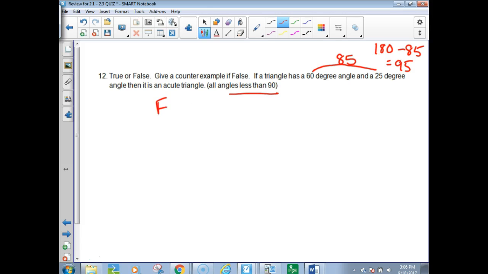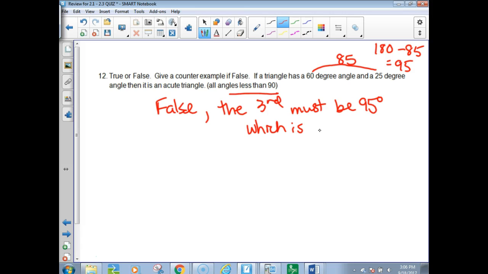So the counterexample is this. Well, first of all, this is false, because the third angle must be 95, which is obtuse, not acute. Okay, now for a triangle to be an acute triangle, all 3 angles must be under 90.